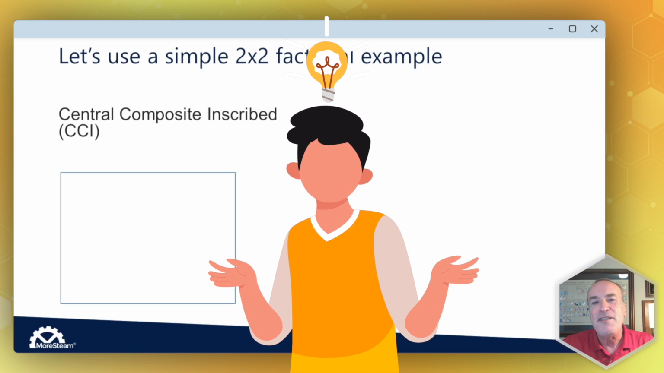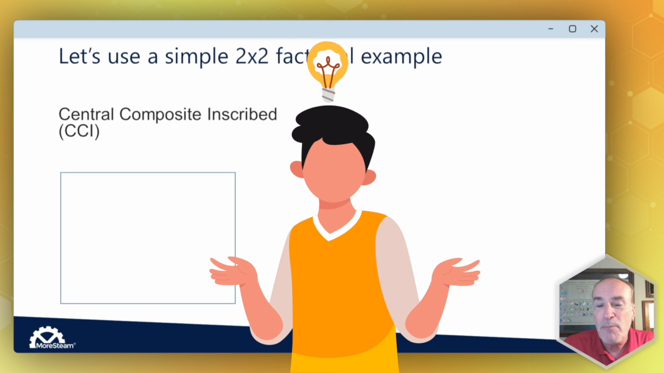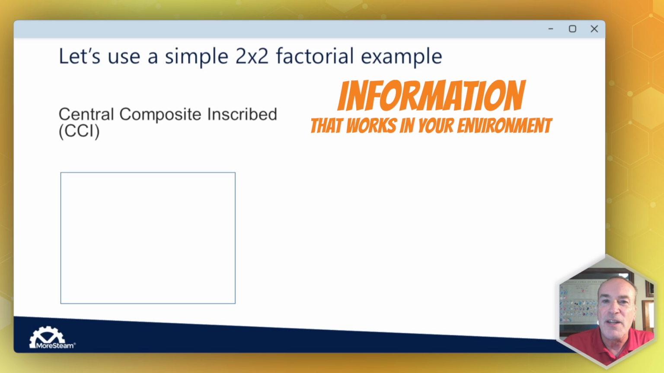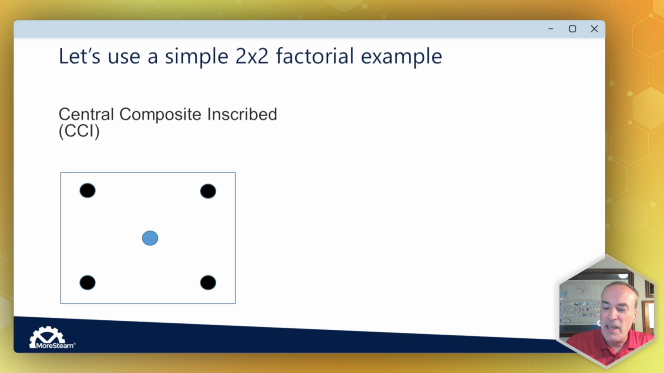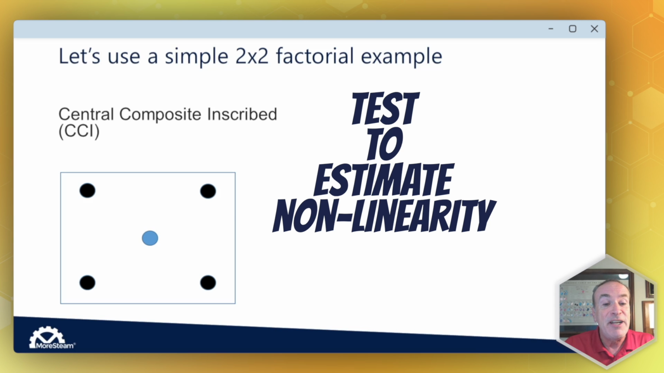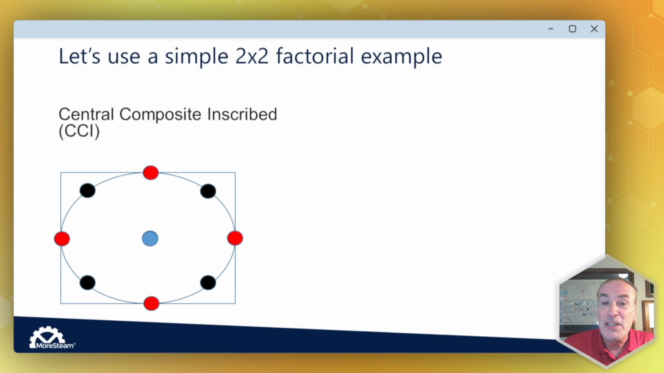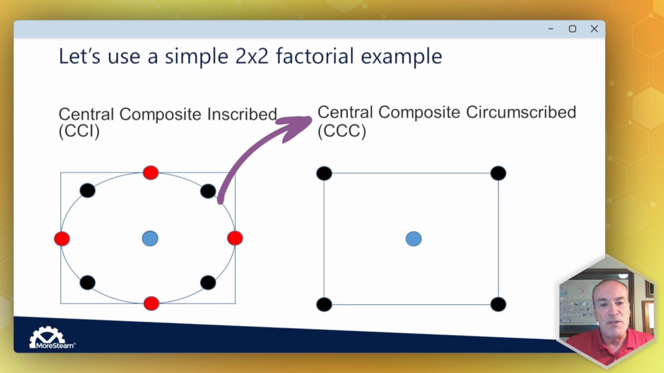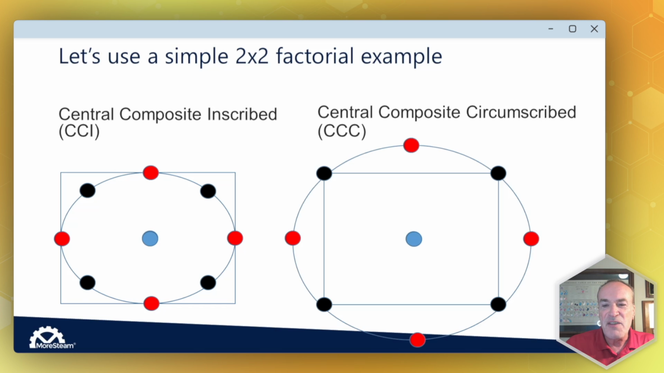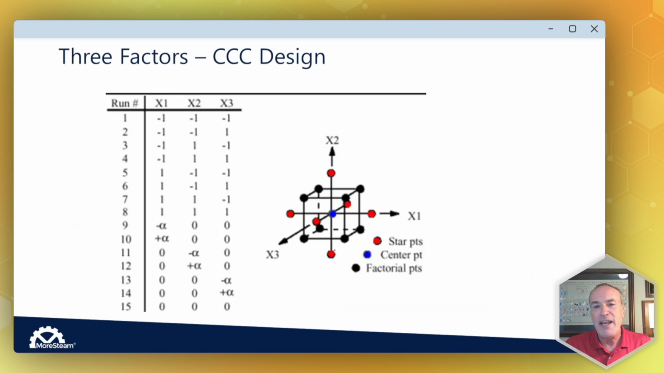But there are some other ways that clever statisticians have come up with to get you information that works in your environment. Again, we have the black dots. And if we were to add tests to estimate nonlinearity, we could actually choose to do it this way. And there's a name for that. Then there's another way we could do that. Again, the black dots are the two levels plus a center point. And if we need to add these red dots later, we can do that in a second experiment. And so there's a whole strategy.